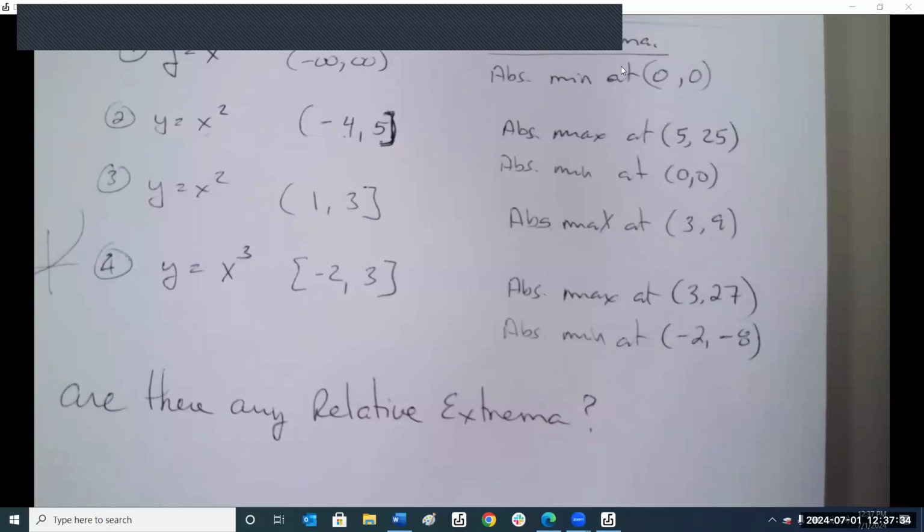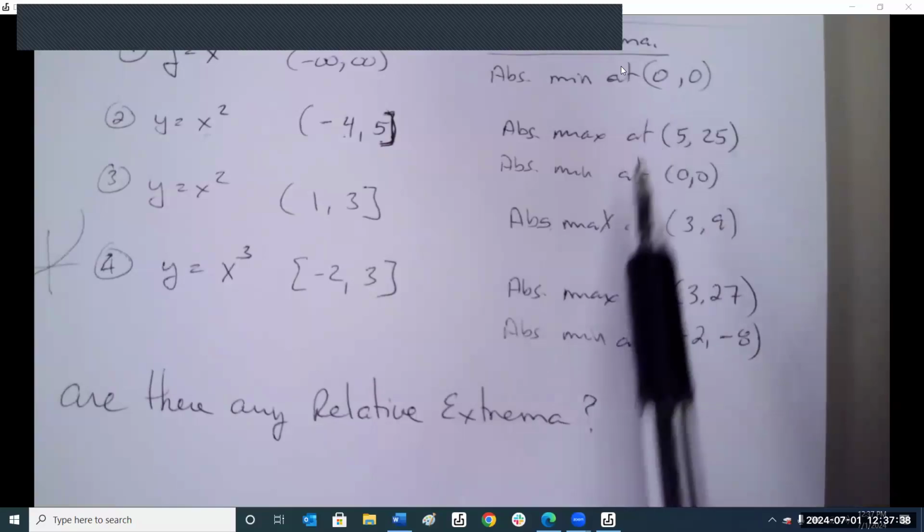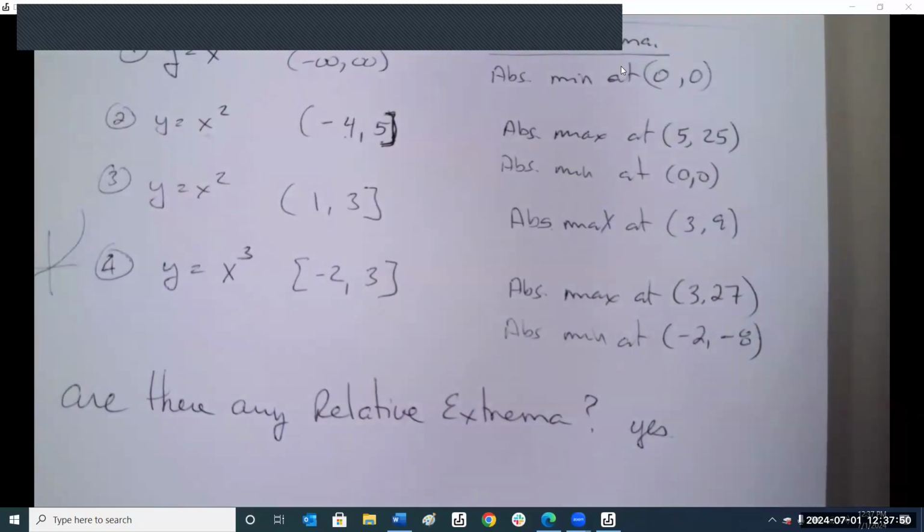The answer is always yes, because we talked about it: if you have an absolute, you always automatically have a relative at the same point, simply because you could take a smaller subdomain and that maximum or minimum is still going to be in there. So let's define the extreme value theorem.